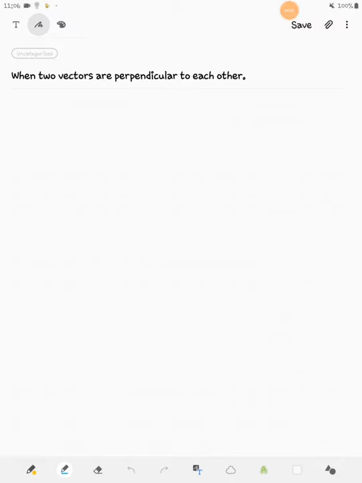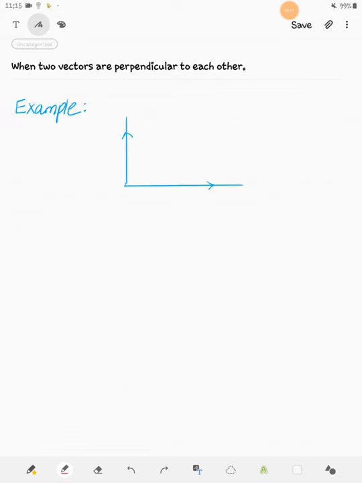Now let's talk about a case when two vectors are perpendicular to each other. When two vectors are perpendicular to each other, it means the angle between the vectors is 90 degrees. So we are going to consider an example on that. We have two vectors and the angle between the two vectors is 90 degrees. So I'm just going to put this here to show that the angle is 90 degrees.